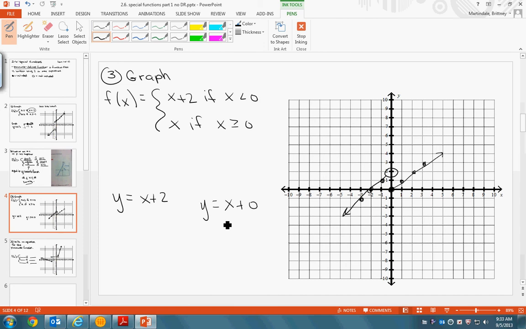So do you see what we just did? We graphed the two lines, and we erased the pieces of them that they didn't want.